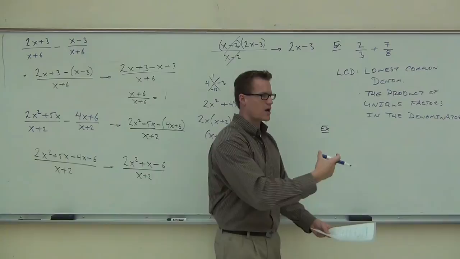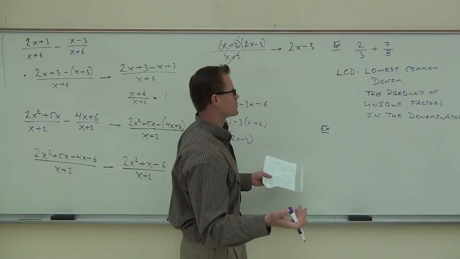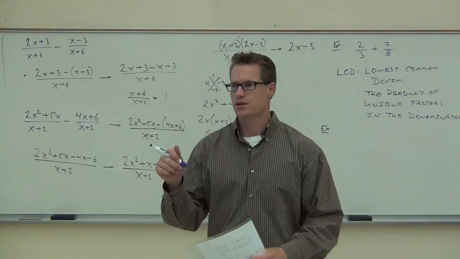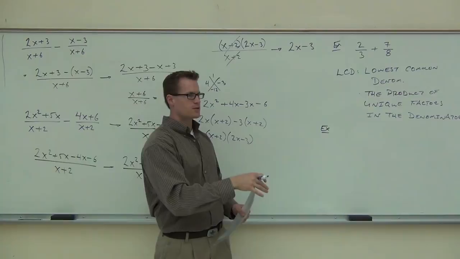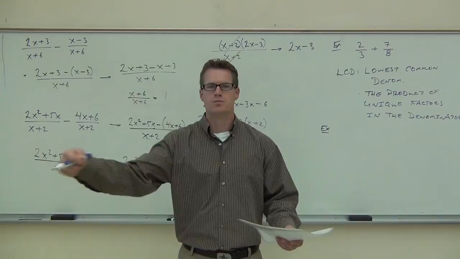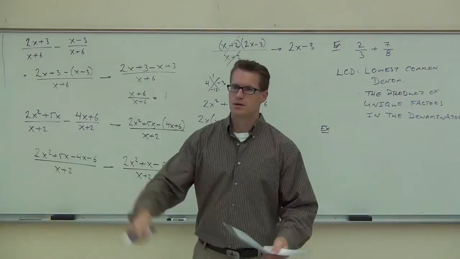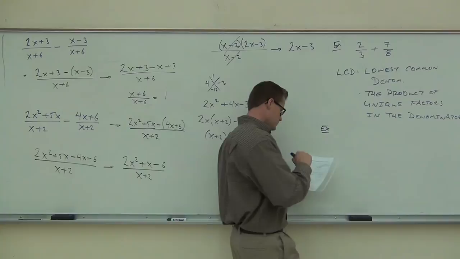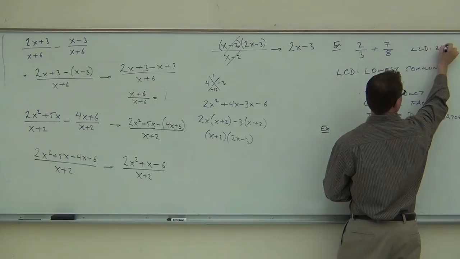So for our 2/3 and our 7/8, here's how we would find our LCD. Here's an easy way for the numbers. You take the largest denominator. In our case, that's 8. You start finding multiples of 8, and you check to see if the other denominators will divide it. So here we'd start with 8. Does 3 divide 8 evenly? No. We'd start the next multiple. That would be 16. Does 3 go into 16? No. Next multiple is? Does 3 go into 24? Yes. So that would be our LCD for this case. So here LCD would be 24.